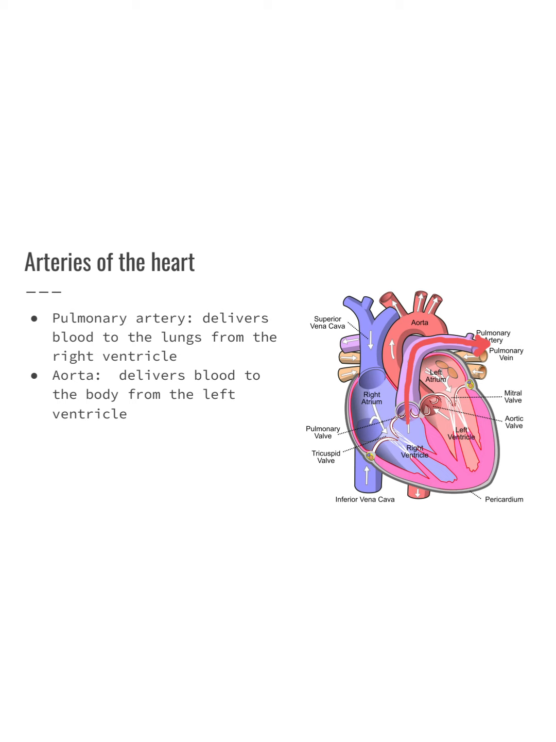The aorta, I'll draw that in blue, delivers blood to the body from the left ventricle. So now we've got this oxygen, it's come through the left atrium, the left ventricle, and now it's going to go into the aorta and then out from the aorta into the rest of the body.